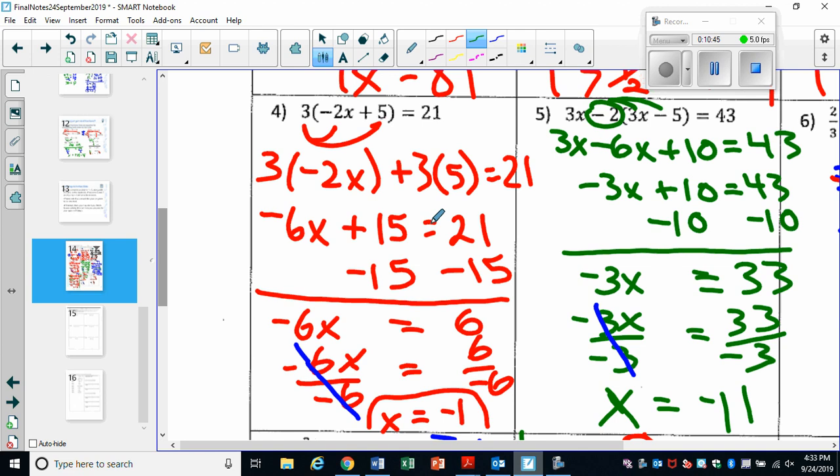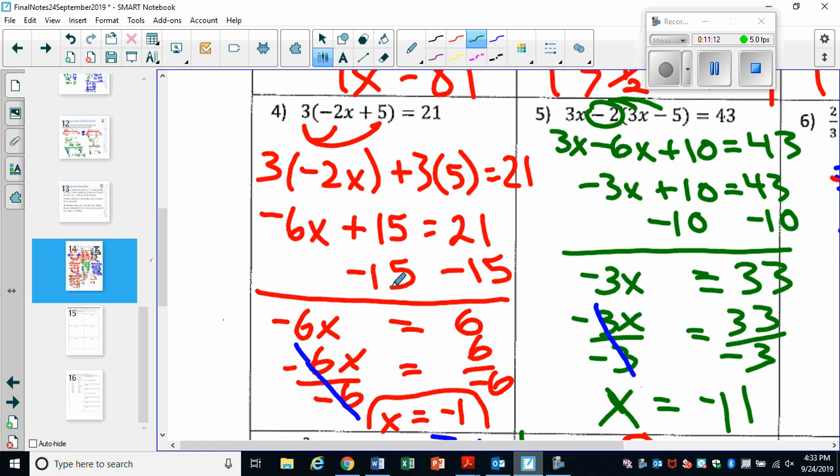Now, problems 4 and 5 involve the distribution method. Number 4, you distribute first. So 3 times negative 2x gives us negative 6x. 3 times 5 is 15. Bring down your 21. And now we just do our two-step equation.